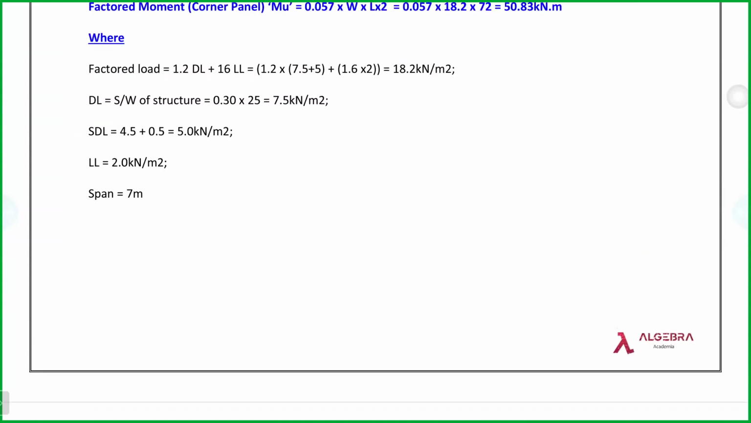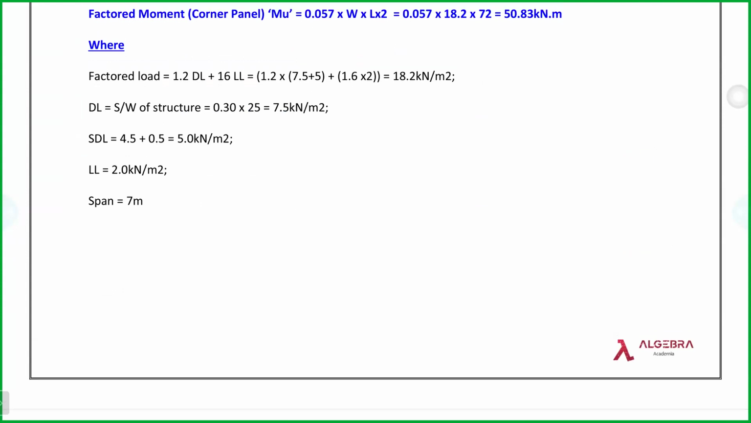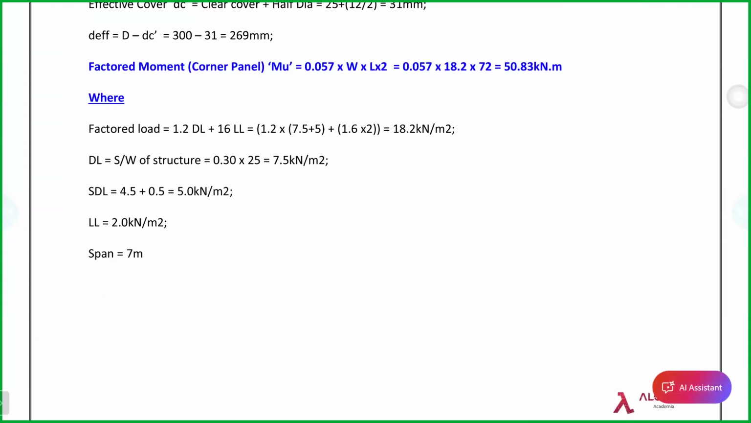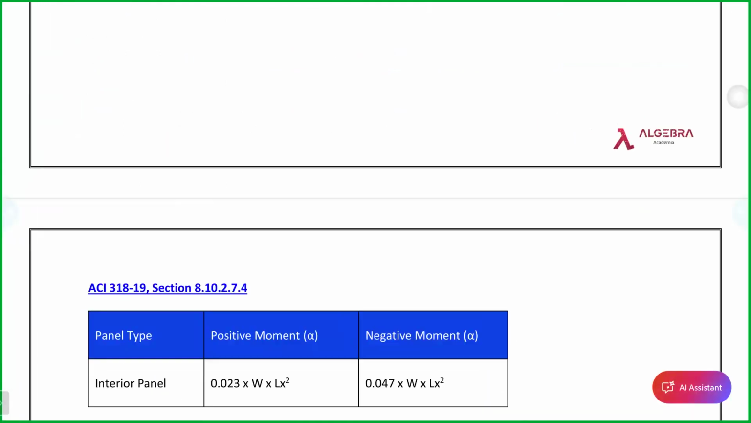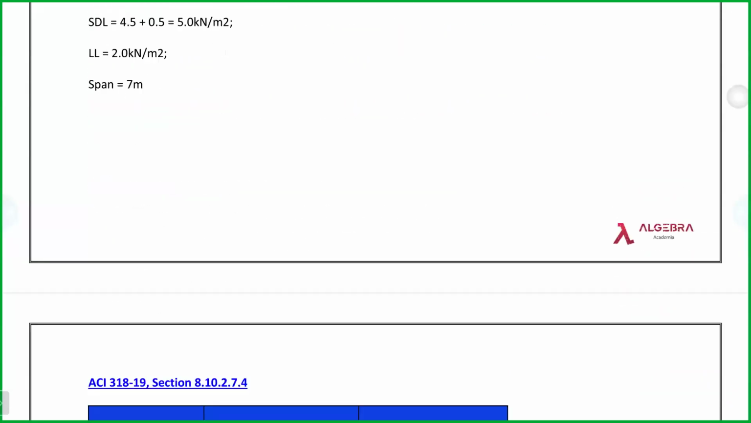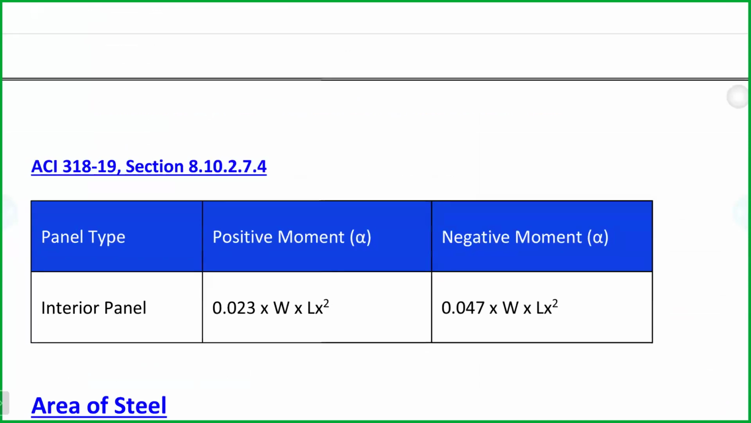The live load, as I said, is 1.92 kPa, but we normally consider 2, we don't consider decimals. The span we are talking about is 7 meters, because the equation itself has Lx square, which is 7 meters. So when we substitute the moment, you will get 50.83 kilonewton meter. Then I'll go further.